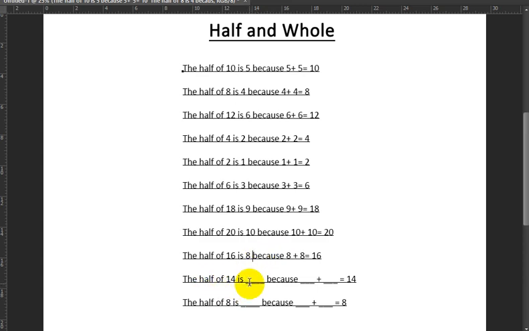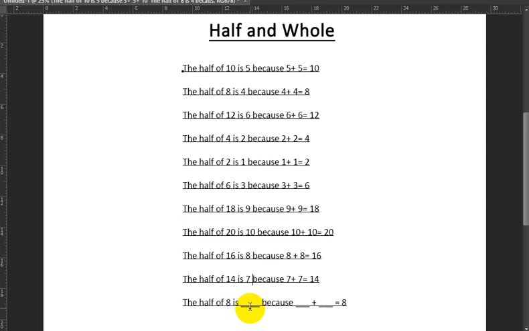Next up, the half of 14. 1 and 1 gives me 2. 2 and 2 gives me 4. 3 and 3 gives me 6. 4 and 4 gives me 8. 5 and 5 gives me 10. 6 and 6 gives me 12. 7 and 7 gives me 14. So 7 and 7. So the half of 14 is 7.